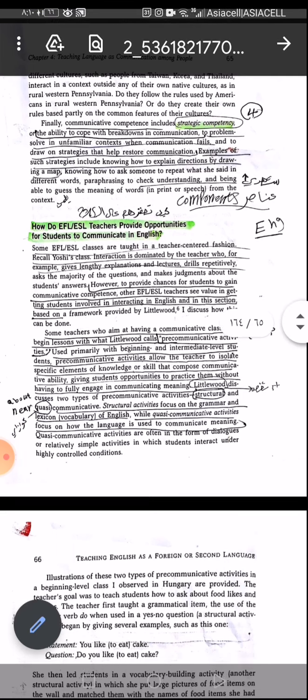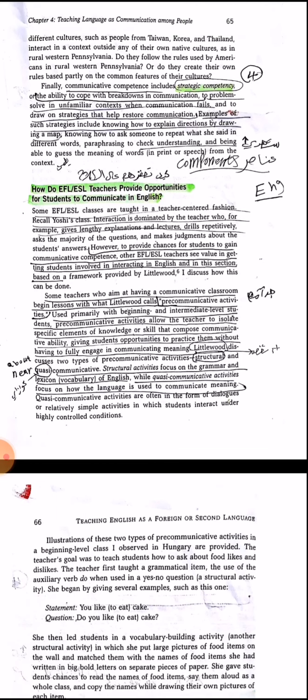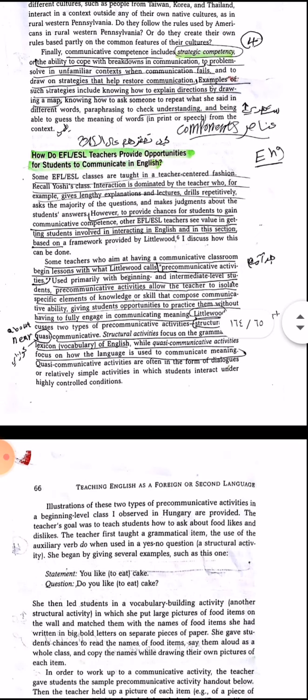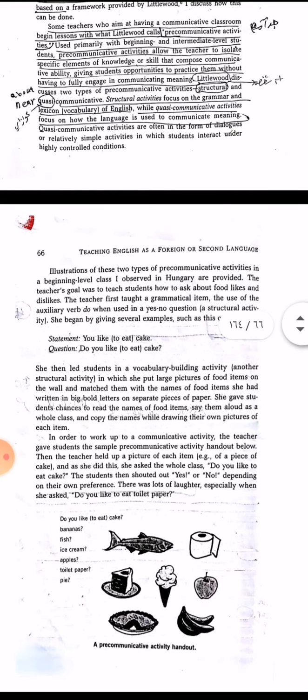Quasi activities are often in the form of dialogues or relatively simple activities in which students interact under highly controlled conditions. To illustrate these two types of pre-communicative activities, a beginning level class I observed in Hungary is provided. The teacher's goal was to teach students how to ask about food likes and dislikes.